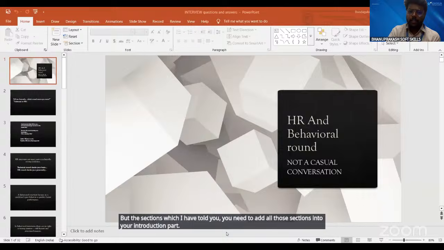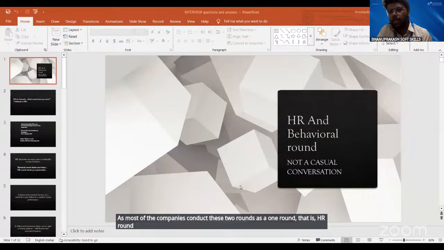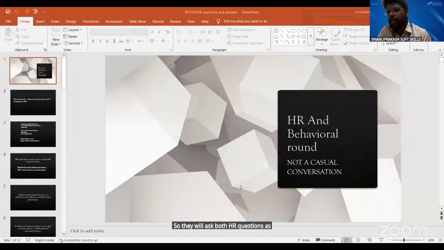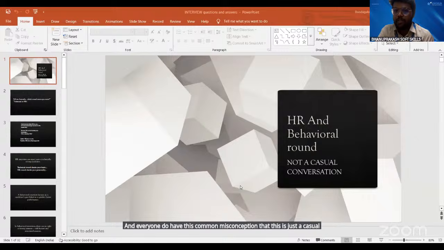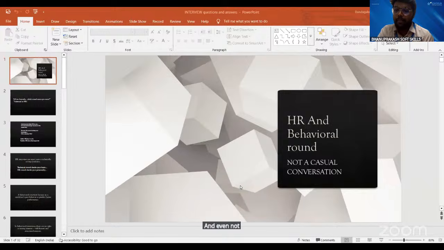And now the next part that I'm going to discuss here is the HR and behavioral round. As most of the companies conduct these two rounds as one round, that is the HR round, they will ask both HR questions as well as behavioral questions. Everyone has this common misconception that this is just a casual conversation, but it is not any casual conversation. And not every company is the same. Not every HR is also the same.